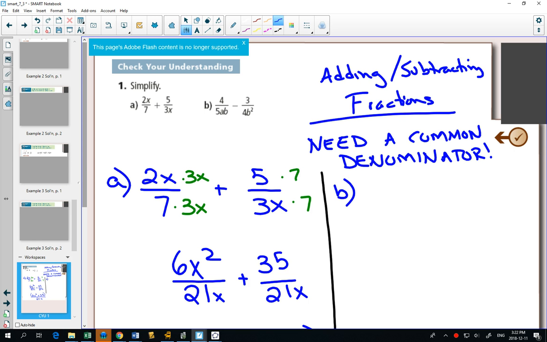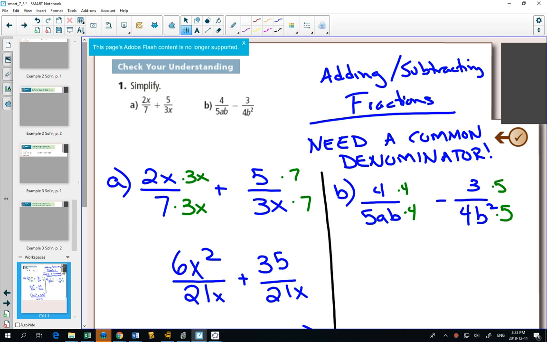we have 4 over 5ab minus 3 over 4b squared. Your numbers first. What's the common denominator between 4 and 5? 20. So I would need to multiply this one by 4 and this one by 5. Then go to your variables.